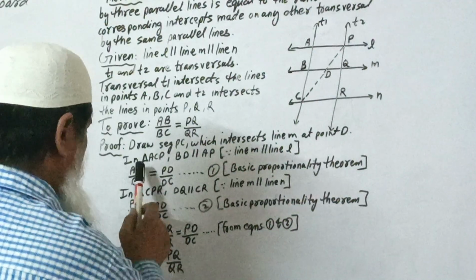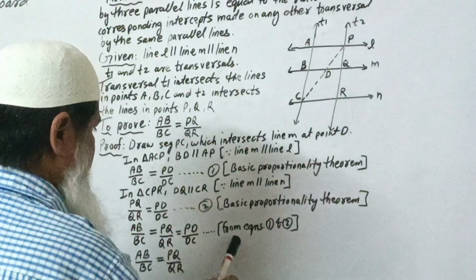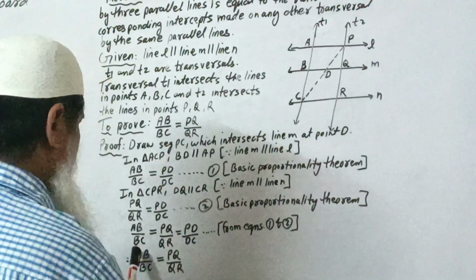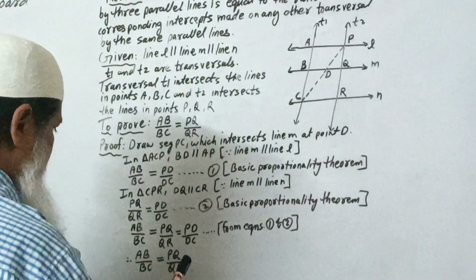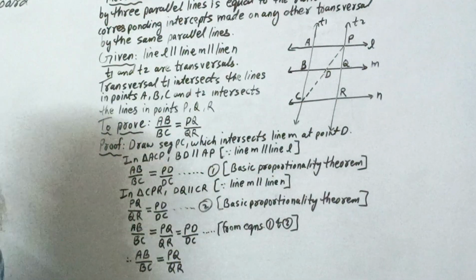So therefore AB upon BC is equal to PQ upon QR is equal to PD upon DC from equation 1 and 2. Therefore AB upon BC is equal to PQ upon QR. ये हमको क्या करना था, प्रूफ करना था. Hence the theorem is proved.